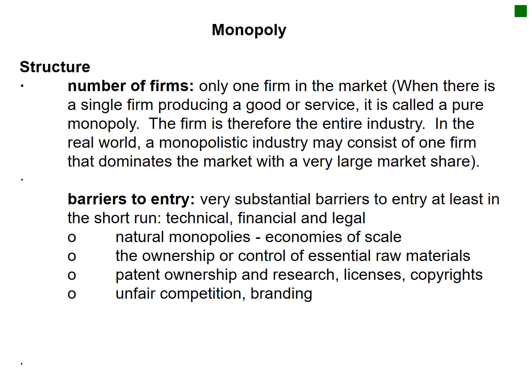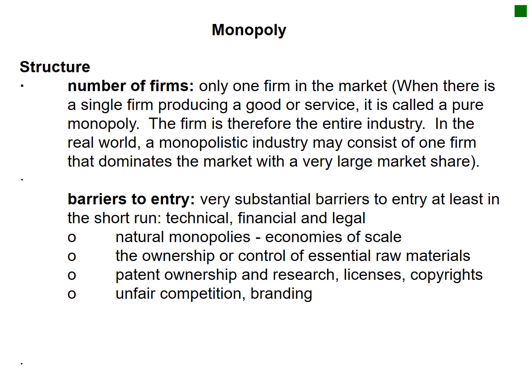So monopoly, number of firms. A pure monopoly has only one firm in the market, and that is called a pure monopoly. The firm is therefore the entire industry. In the real world, a monopolistic industry may consist of one firm that dominates the market with a very large market share. Barriers to entry are very substantial, at least in the short run. They can be technical, financial, and legal.